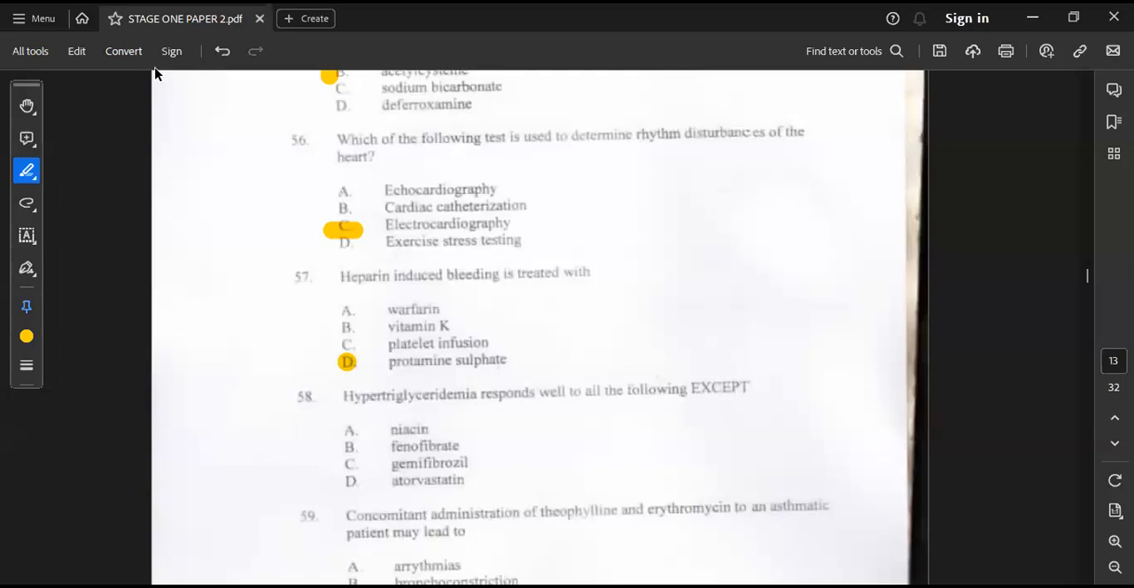Okay, a side note for the low molecular weight heparin: we can't use protamine sulfate as an antidote, just an addition. You can't use protamine sulfate for the low molecular weight heparins, those enoxaparins. Protamine sulfate only works against heparin.